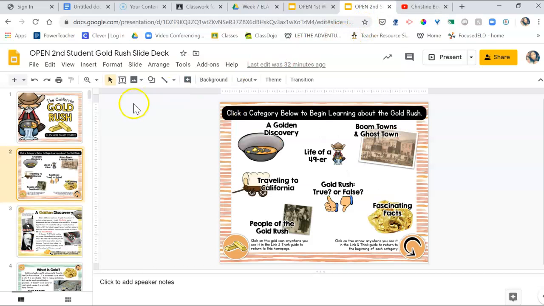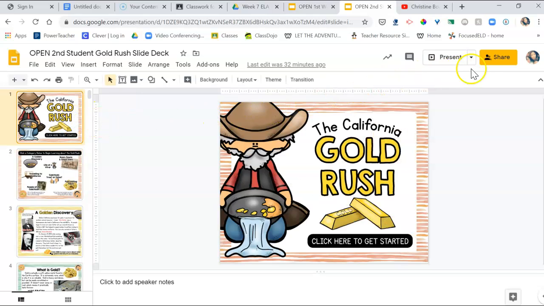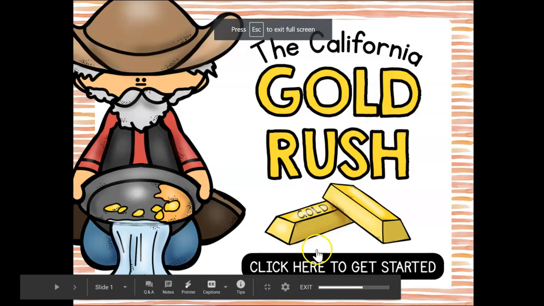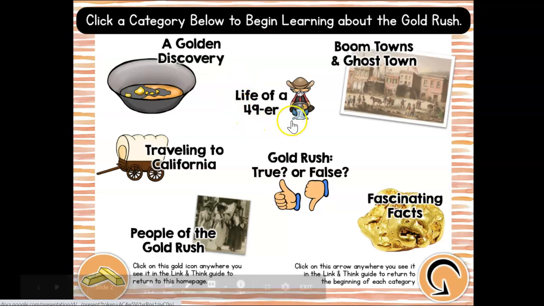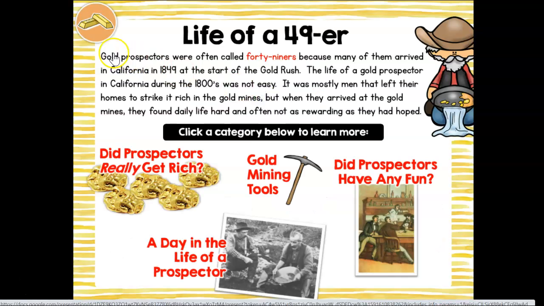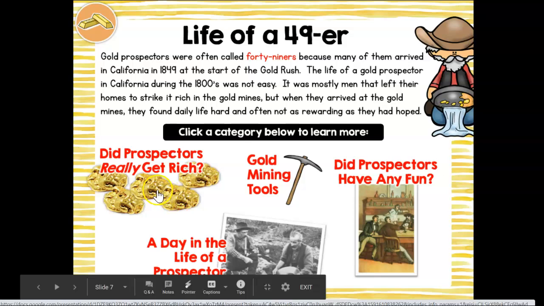All right, our second slide deck. Remember, we're going to go to present mode. Once it opens, click here to get started. And today we're looking at the life of a 49er. Okay, so we're going to read here and then it says click a category below to learn more. So each of these have different slides to look at.